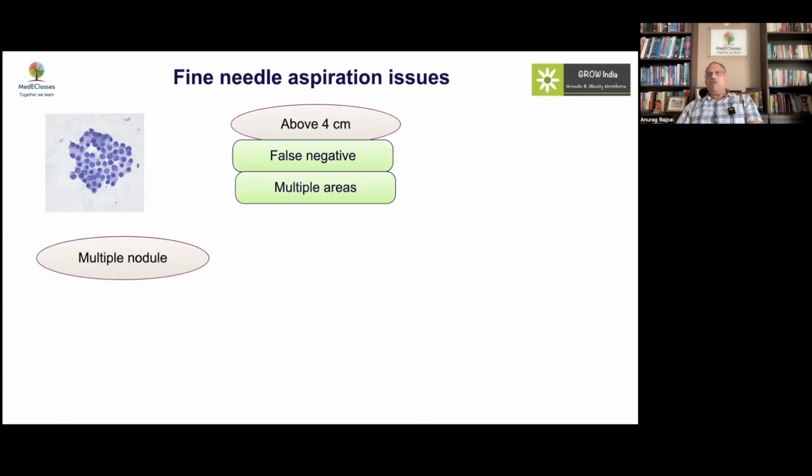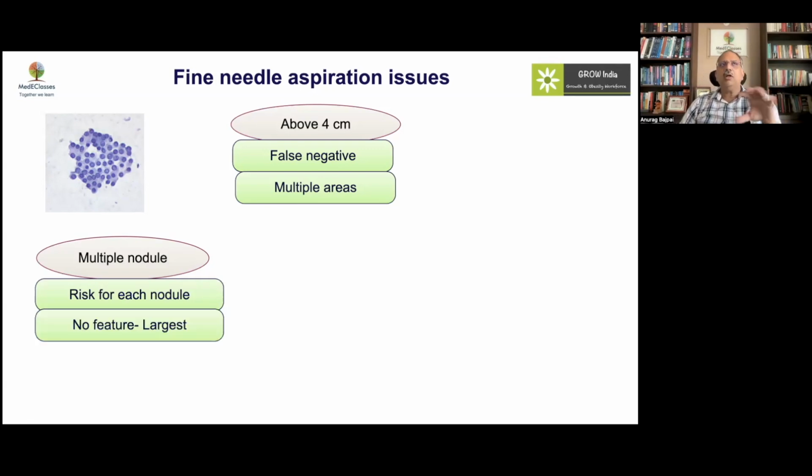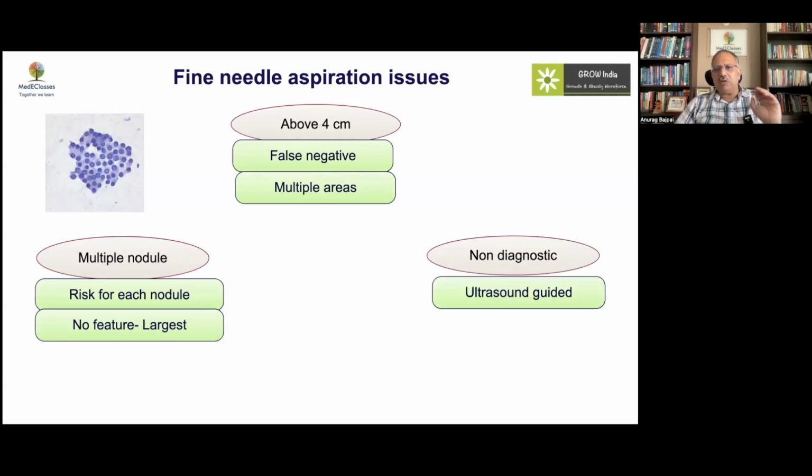A very important scenario: if you have a multinodular goiter, you have to consider each nodule as an independent risk factor. So it's not that, okay, I'll just FNA the biggest nodule and forget about everybody else. If others also have suspicious features, you should do it from each and every nodule. However, if there are no other features, you can go ahead with the largest nodule, which will be the best way. Very commonly, you may get a non-diagnostic picture, which we'll talk about.